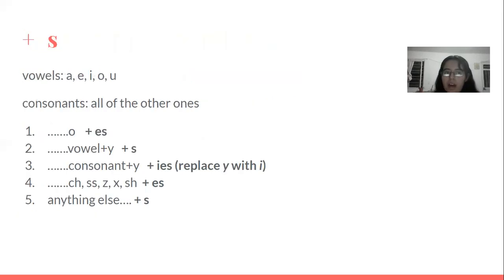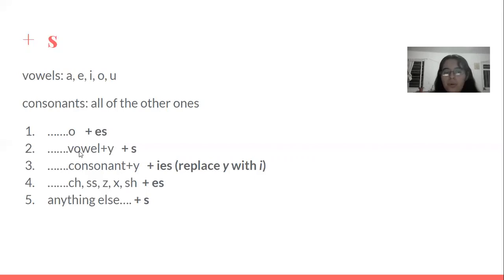But how do we know how to add this S to the verbs? So here we have 5 rules. But first, let's remember what vowels are. Vowels are A, E, I, O, U, and consonants are like L, P, all of the other letters that are not vowels. So we have 5 rules to know how to add the S. When the verb ends in O, we add ES.